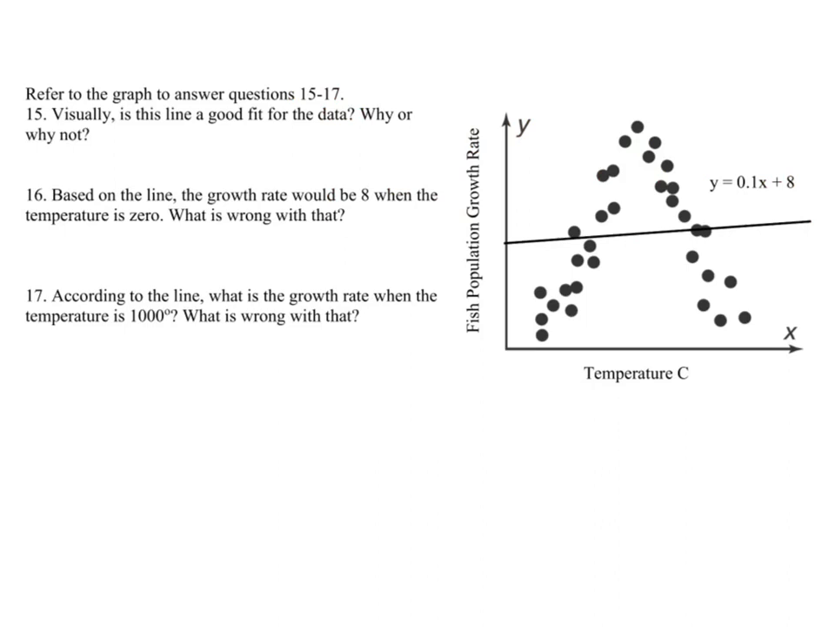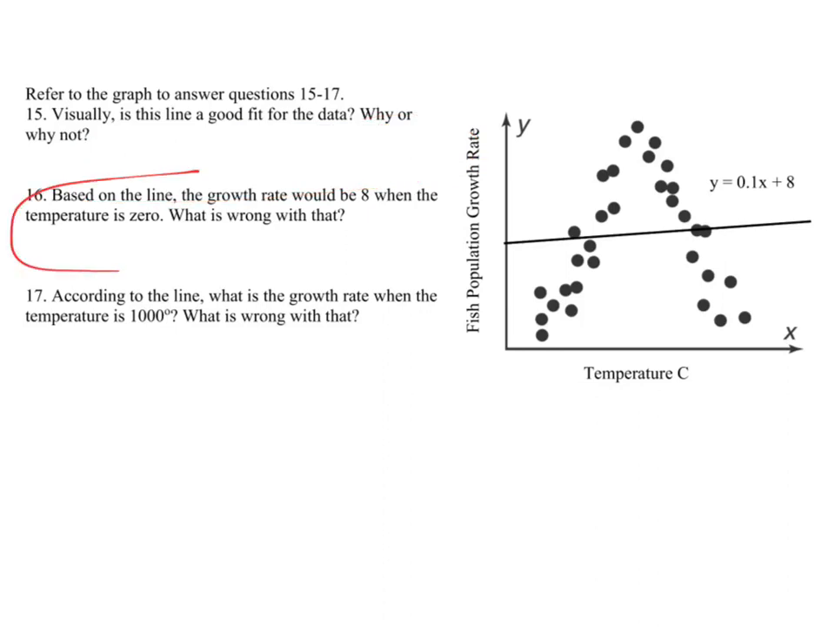So let's go to the last section here and answer a few questions about this. Number 15: visually, is this a good line of best fit for the data? Why or why not? This one's going to be no. It does not follow the same pattern as the data. The data has a kind of upside down U shape, or a hill shape, and the line is, well, straight. So no, it's a terrible fit, and you should write that sort of stuff down.